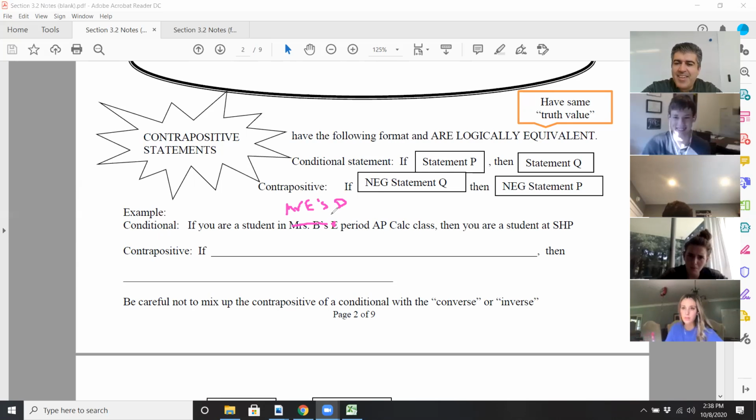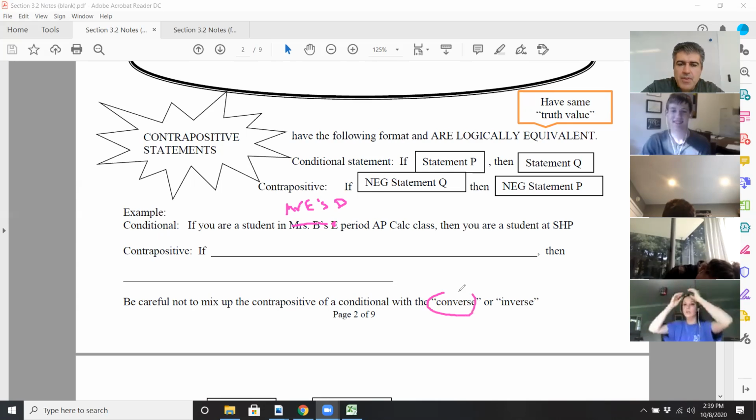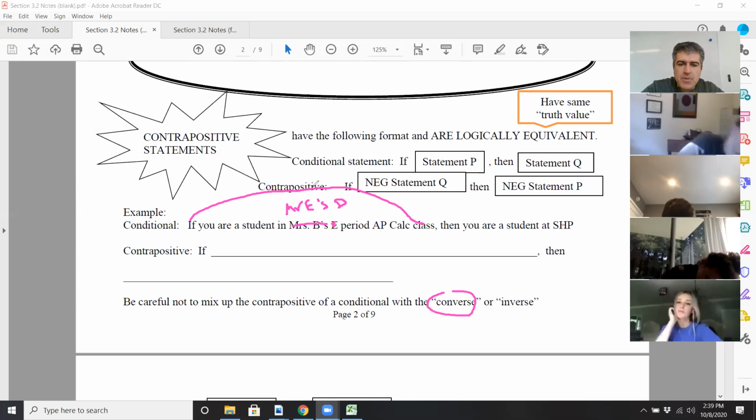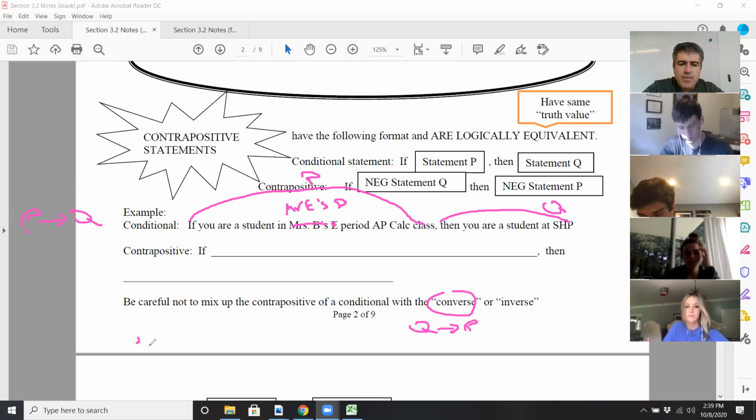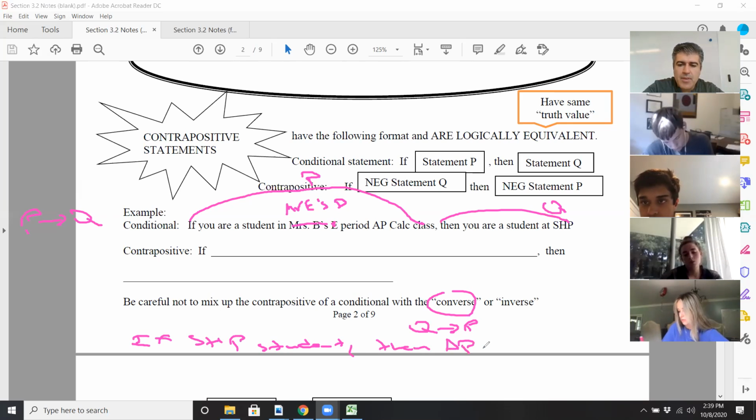So now, what if I mess around with this statement a little bit? The converse, and by the way, let's call this first statement P, and let's call this Q. So we say that P leads to Q. Does P lead to Q? If you're a student in my AP Calculus class, does that lead to you being a SIGAR Prep student? Absolutely does. The converse is when you do that. So what if I said, if SHP students, then AP Calc AB.